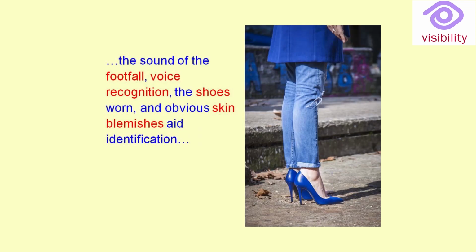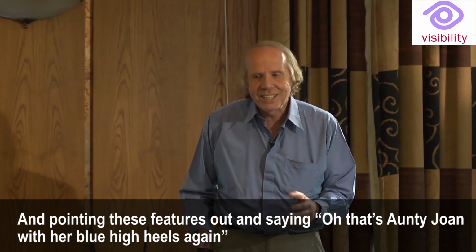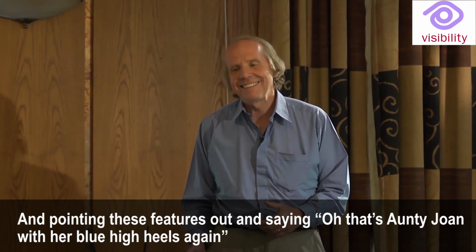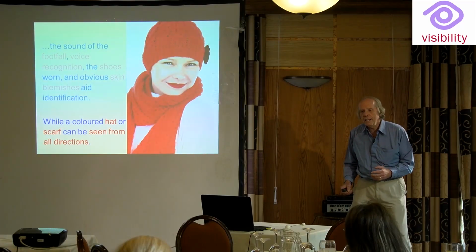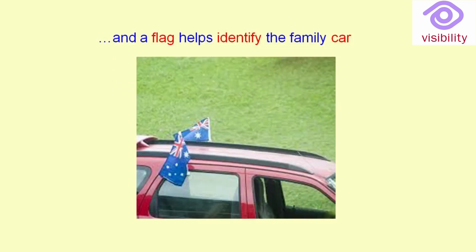For impaired recognition, and despite good visual acuities, the sound of the footfall, the voice recognition, the shoes worn, and obvious skin blemishes aid identification, and pointing these features out can say, oh, that's Auntie Joan with her blue high heels again. While a coloured hat or a scarf can be seen from all directions to find the person in a crowd. And a flag helps identify the family car.